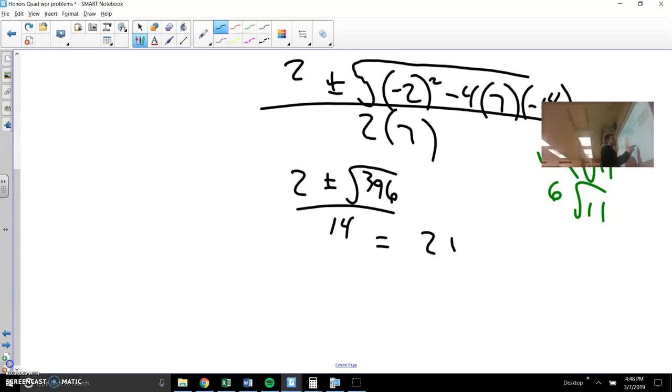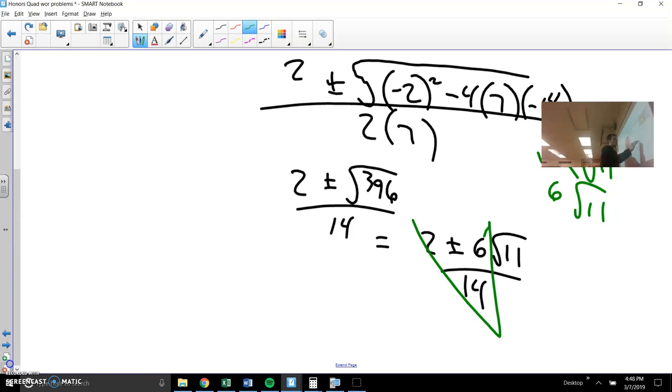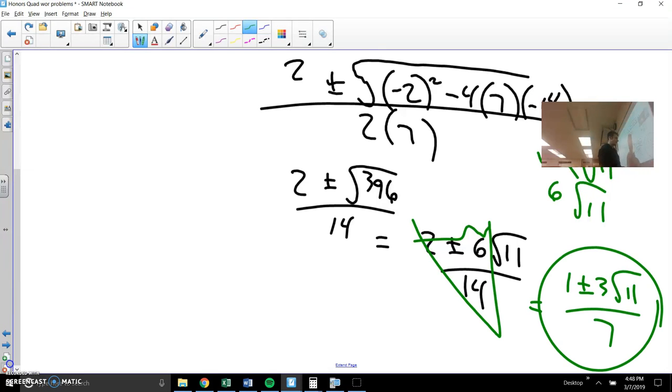So this should be 2 plus or minus 6 square root of 11 all over 14. And because these numbers all share a common factor, I'm going to divide them all by 2. So that gives you 1 plus or minus 3 square root of 11 all over 7. And this is the best answer for you guys.